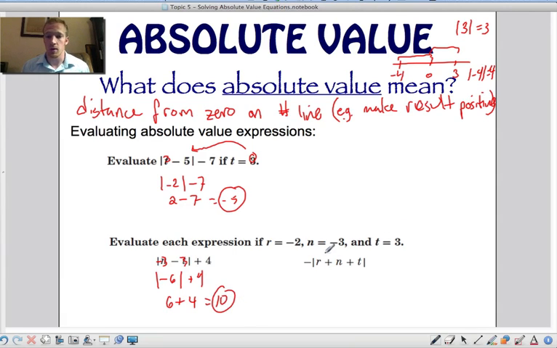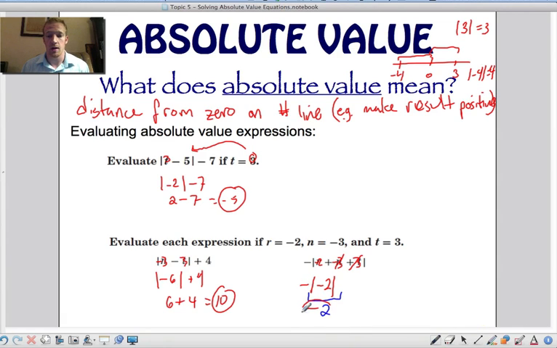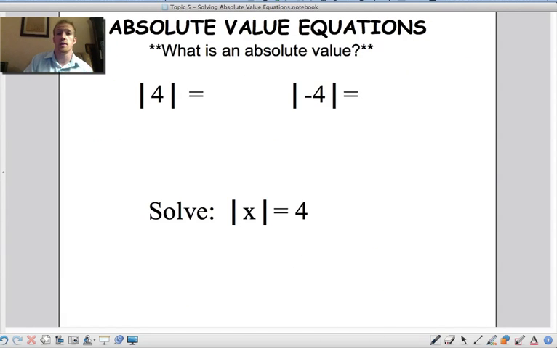Alright, so just one more here. Here we have a negative 2, a negative 3, and a 3. So negative 3 plus 3 cancel each other out. So we have a negative absolute value of negative 2. Well, this part, absolute value of negative 2 is just 2. And we still have the negative out front here. So that's negative 2 is your answer. Alright, so that's how the absolute values work, in case you forgot.